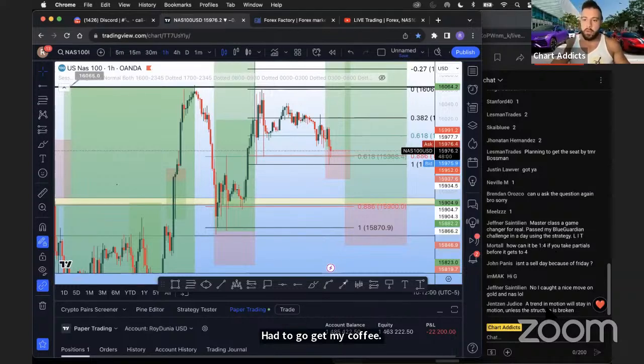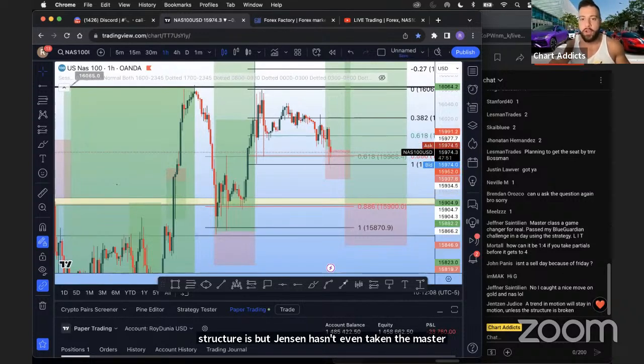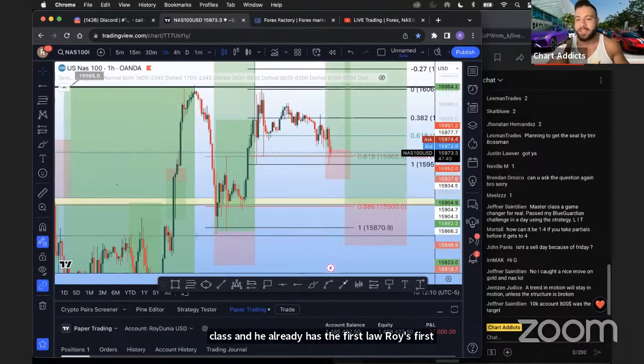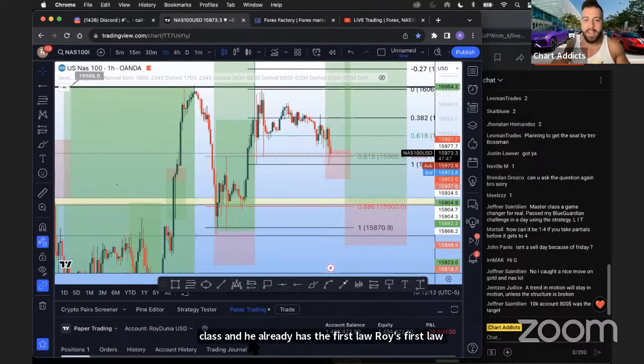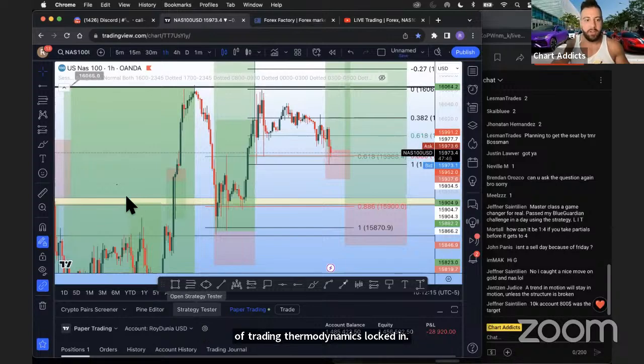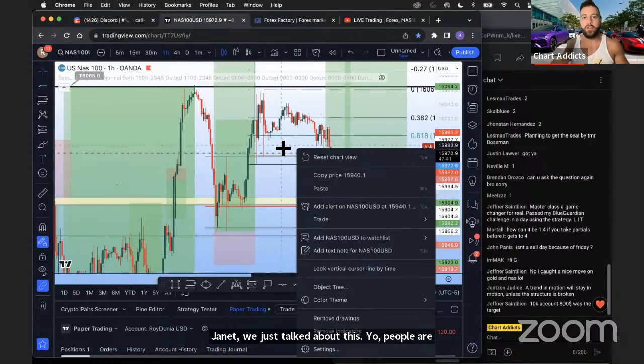No, I caught a nice move on gold. A trend in motion will stay in motion unless the structure is broken. Jensen hasn't even taken the masterclass, and he already has the first law, Roy's first law of trading thermodynamics, locked in. Janae, we just talked about this. Y'all, people are paying attention. The first law of trading thermodynamics.